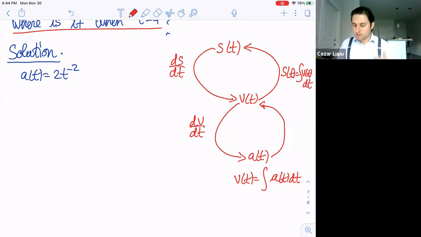So the velocity is the derivative of the position, and well, the position is the antiderivative of the velocity, as you can see there. And the same story goes for the velocity and the acceleration. So the acceleration is the derivative of the velocity, or you can say it's the second derivative of the position, or you can say that the velocity is the antiderivative of the acceleration. All right, that's great. So we're given a of t, right?